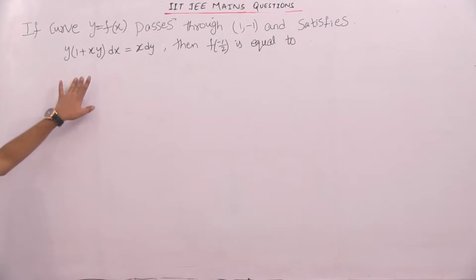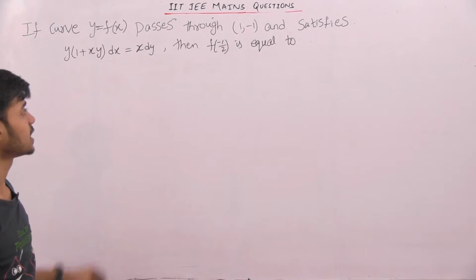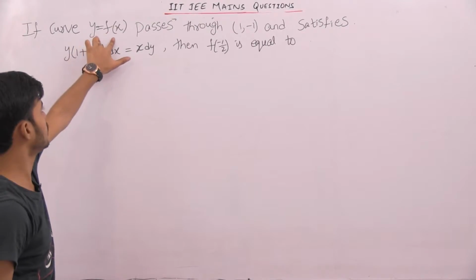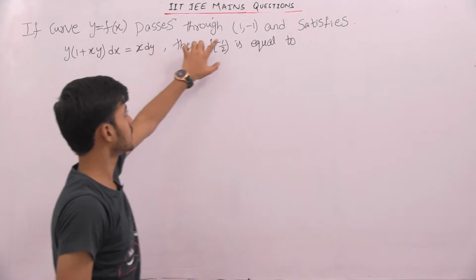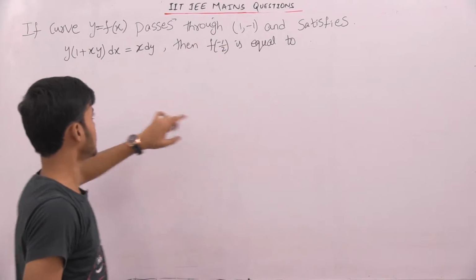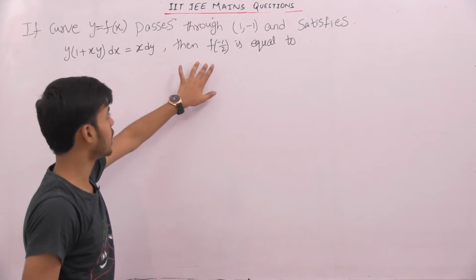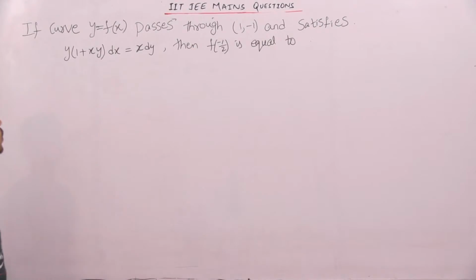Now we have a question from the topic differential equations. It is given that a curve y is equal to f of x passes through this point and satisfies this equation. Then we are asked to find the value of f of minus 1 by 2. So we get the equation of this curve by solving this differential equation.